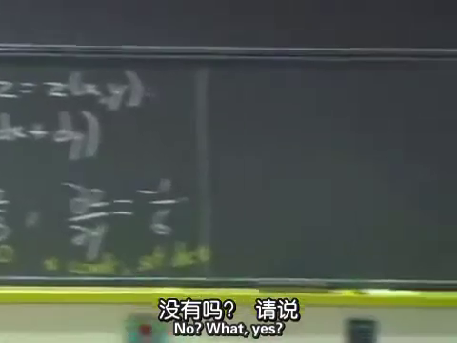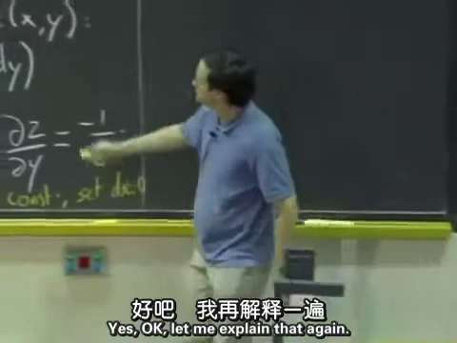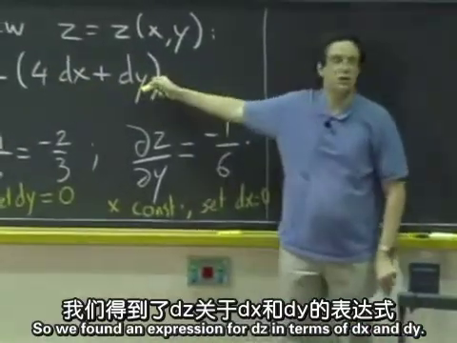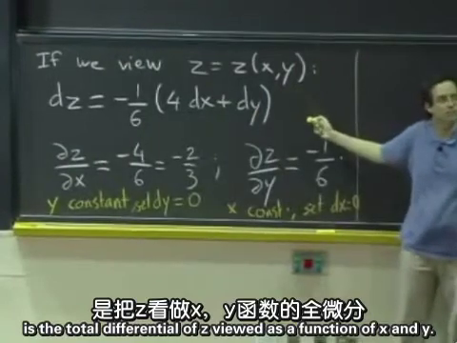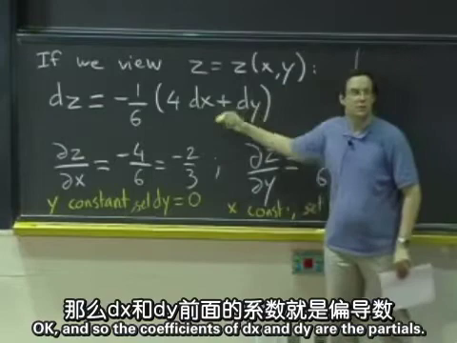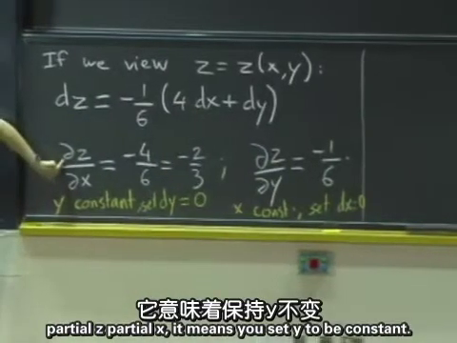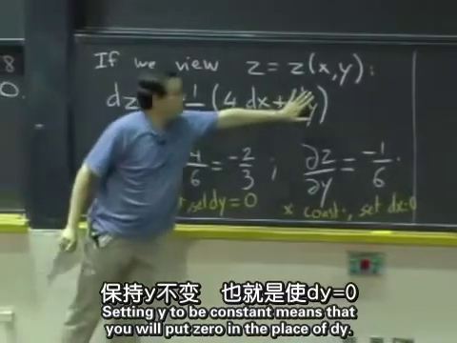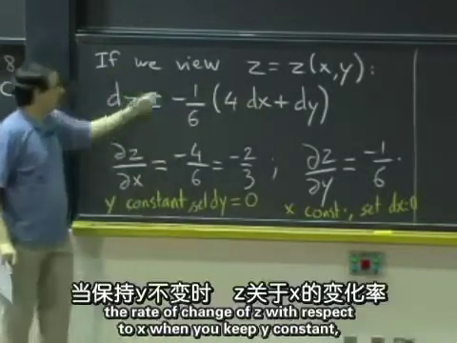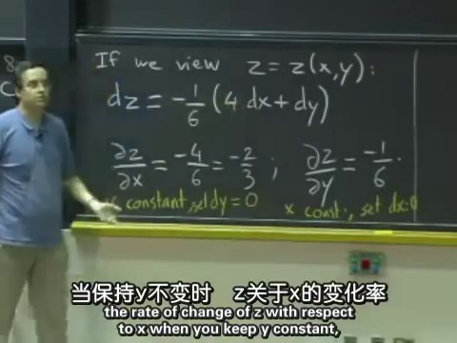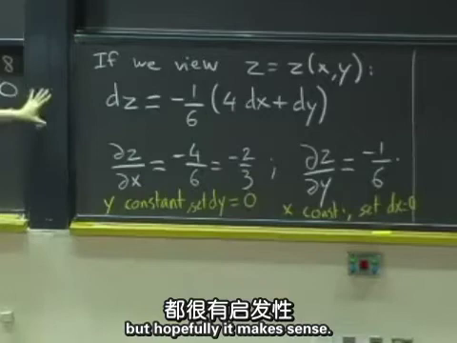Can you explain why we went from dz, dx and dy into partials? Yes, let me explain that again. We found an expression for dz in terms of dx and dy. That means this is the total differential of z viewed as a function of x and y. And so the coefficients of dx and dy are the partials. Or another way to think about it: if you want to know partial z, partial x, you set y to be constant. Setting y to be constant means you put 0 in the place of dy, so you'll be left with dz equals minus 4/6 dx. And that will give you the rate of change of z with respect to x when you keep y constant. Okay? So there are various ways to think about this, but hopefully it makes sense.